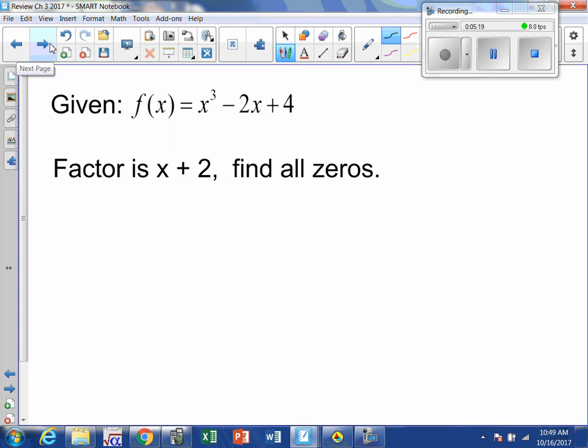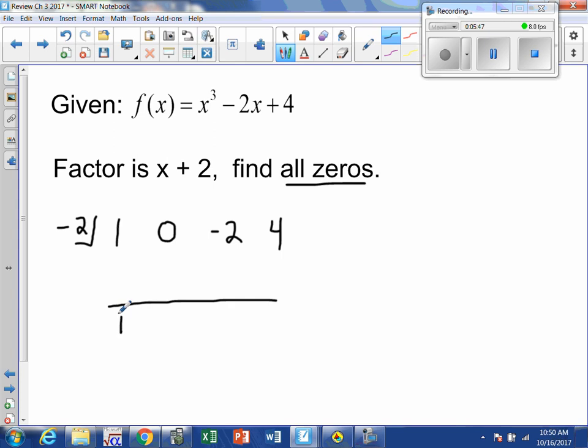So given a function and x plus 2 is a factor, find all zeros. Now, the important thing is we want to do this without necessarily using our calculator. If you did graph this on your calculator, you would see that -2 is the only zero, the only root, the only x-intercept. So I'm going to do synthetic division. We need a 0 because there's no x squared term.